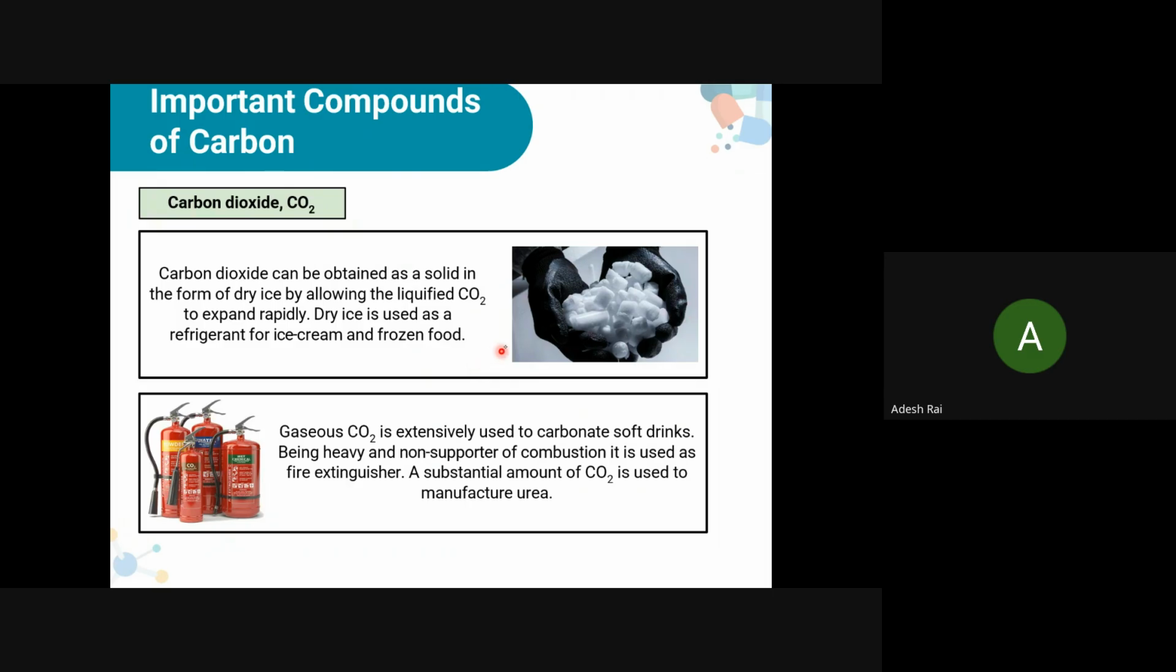When CO2 is present in solid form, it can be used as dry ice and it acts as a refrigerant. It is used to transport ice creams and other frozen foods so that they don't get deteriorated. And what about gaseous CO2? Gaseous CO2 has multiple applications. It is used in fire extinguishers because it's a non-supporter of combustion, and a substantial amount is also used in manufacturing of urea. And gaseous CO2, even though it is less soluble in water, with the help of a pressurized machine, we can dissolve this CO2 gas in water and make carbonated soft drinks from this.